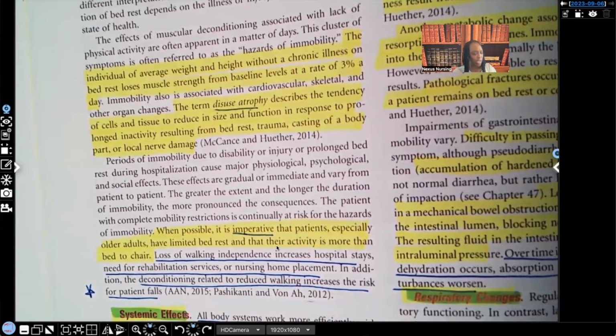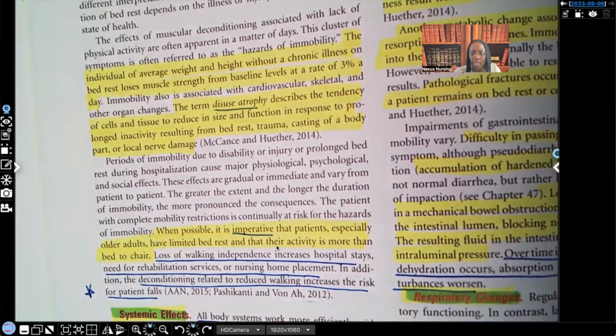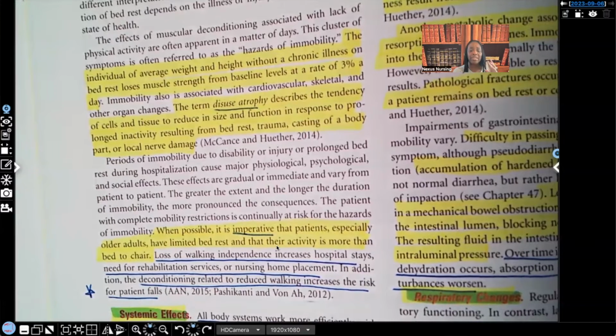Your kidneys aren't working the way they used to. Your liver's not working the way it used to. Your muscles aren't strong the way they used to be, right? Do you think this type of patient, a patient that's part of the geriatric community, can afford to be on bed rest for long? Absolutely not. And so that's why it's telling you that bed rest should be limited in these type of patients. Loss of walking independence increases hospital stays, the need for rehabilitative services, or nursing home placement.